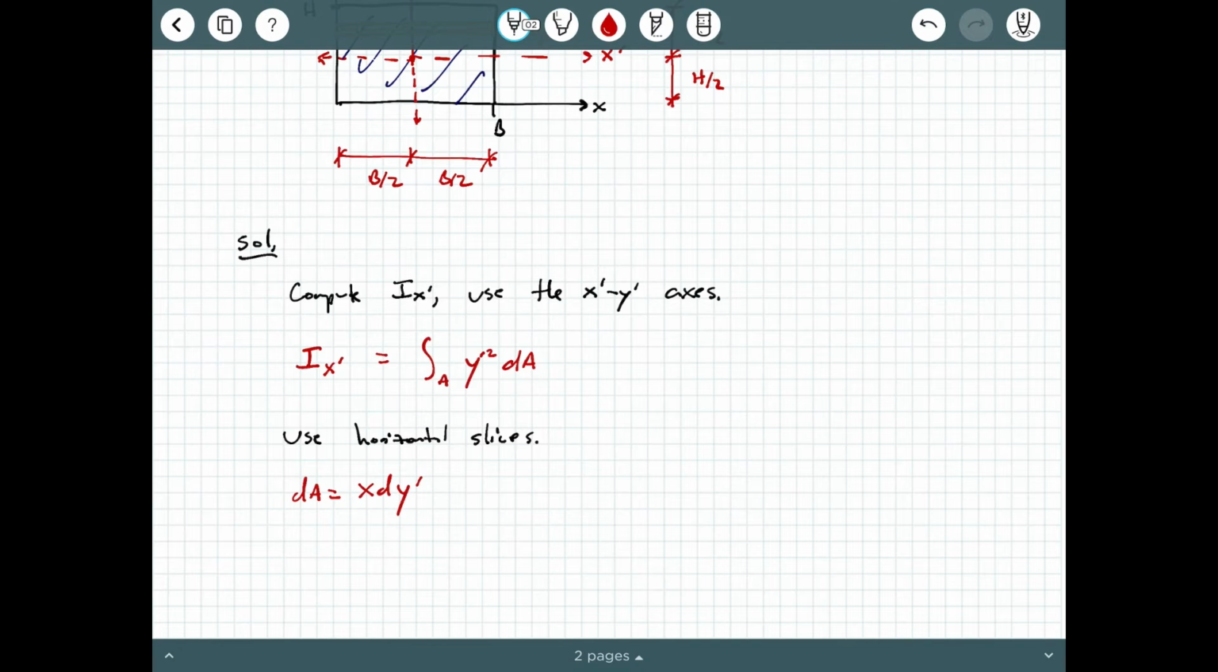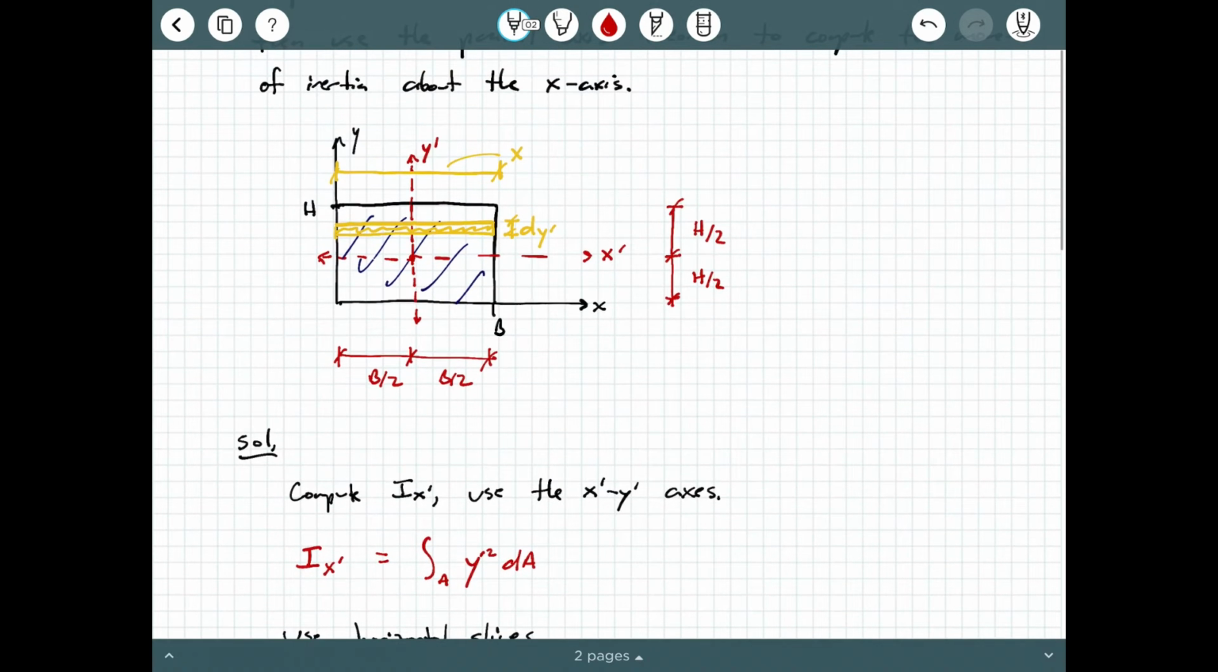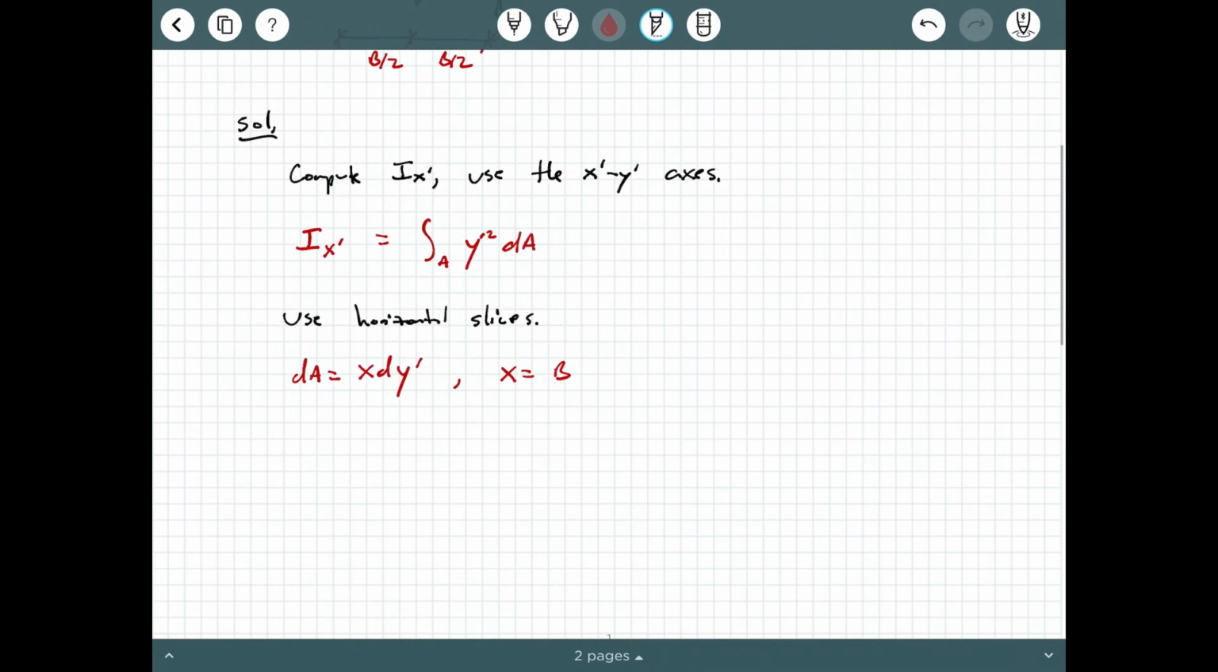Well, again, x is just the base dimension, the total base dimension b. It's this right here. This is the dimension x. And even though our origin is right here in the middle, the total base dimension has a width of b. So we can substitute that into our integral. We're going to say Ix prime equals the integral of y prime squared times b dy prime. So very similar to the process we saw in the previous example.